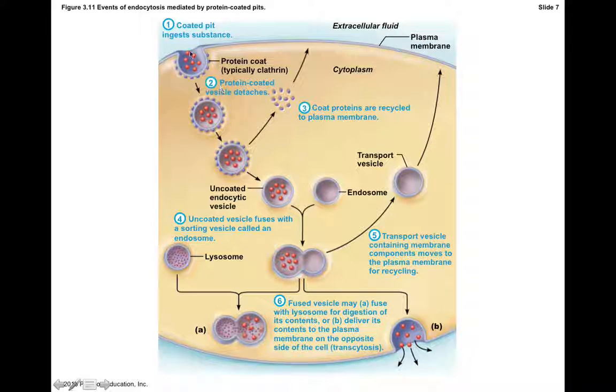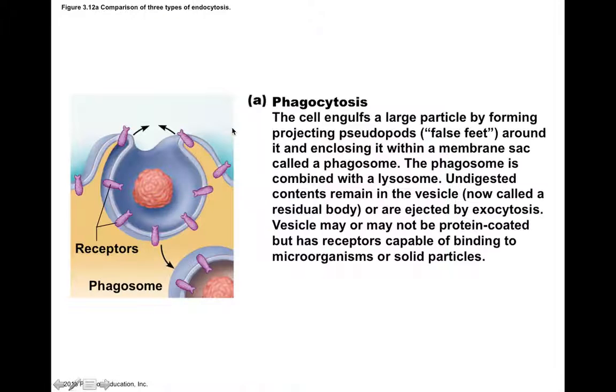Or you can just have endocytosis here, transport across the cell, and then exocytosis on the other side. And so if you have a mixture of endo and vesicular trafficking and exocytosis, we call that transcytosis, going this way. Now, phagocytosis, phago means to eat.